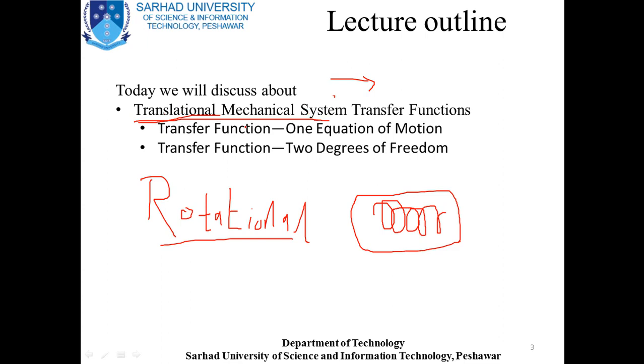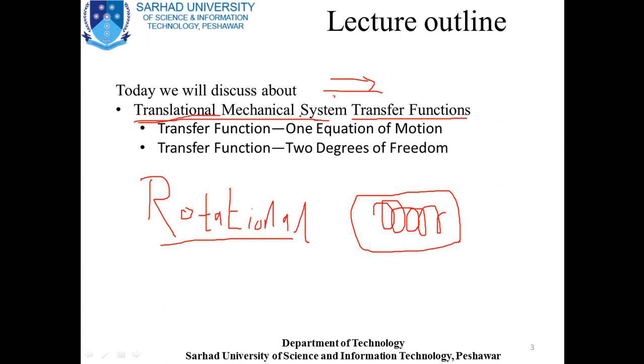What is a translational mechanical system? I just told you that this is the system which forces the body to move in a straight line. So this kind of system is known as a translational mechanical system. We will look at different examples of translational mechanical systems. We will also learn about the transfer function mechanism, that is how we can find the transfer function of a given translational mechanical system.